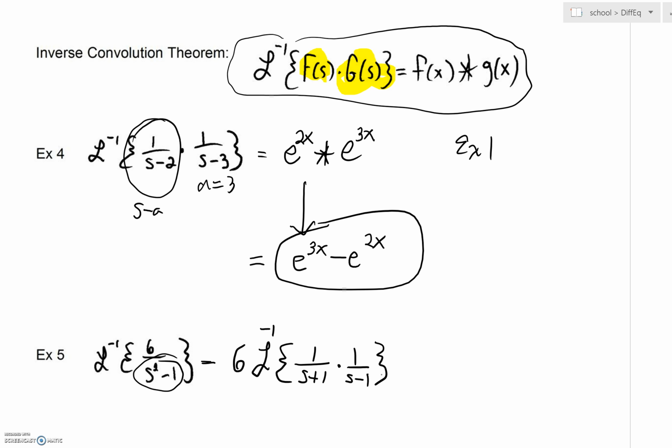That can beg the question, why in the world would you want to separate that? Well, look at the top of the screen. We want to see a capital F of s multiplied by a G of s. So we're going to have our 6 out in front. And what is the inverse transform of 1 over s plus 1? Well, a would actually be negative 1 here, so we'd get e to the negative x. And then that's going to be the convolution with, where a would equal 1, e to the x.